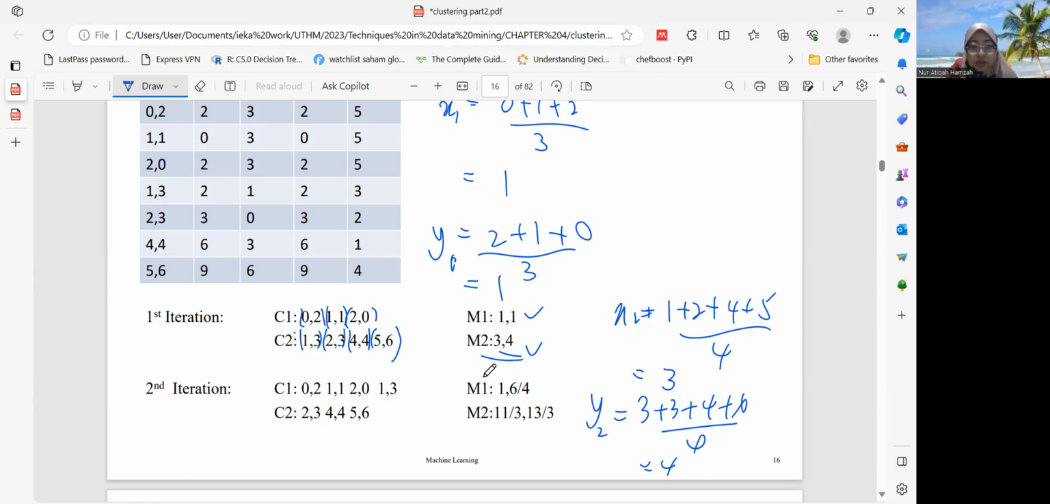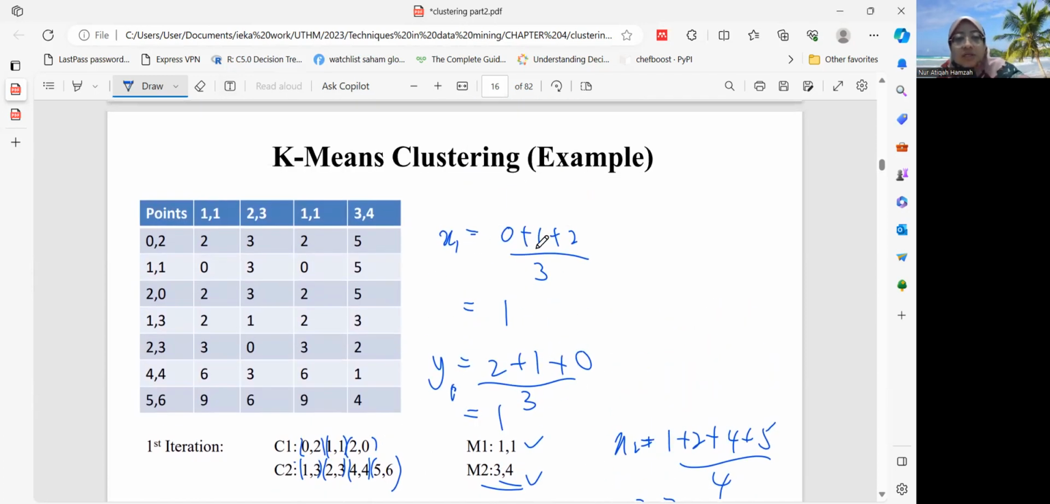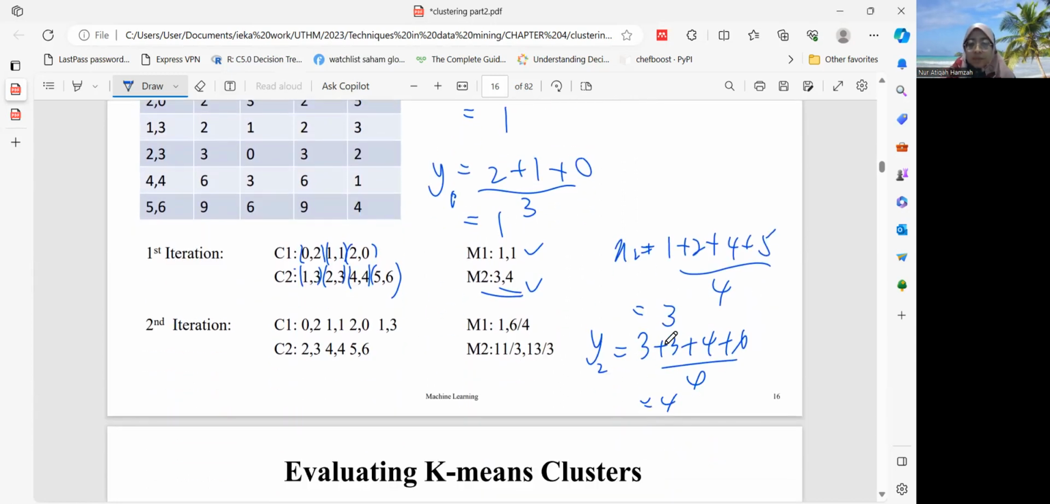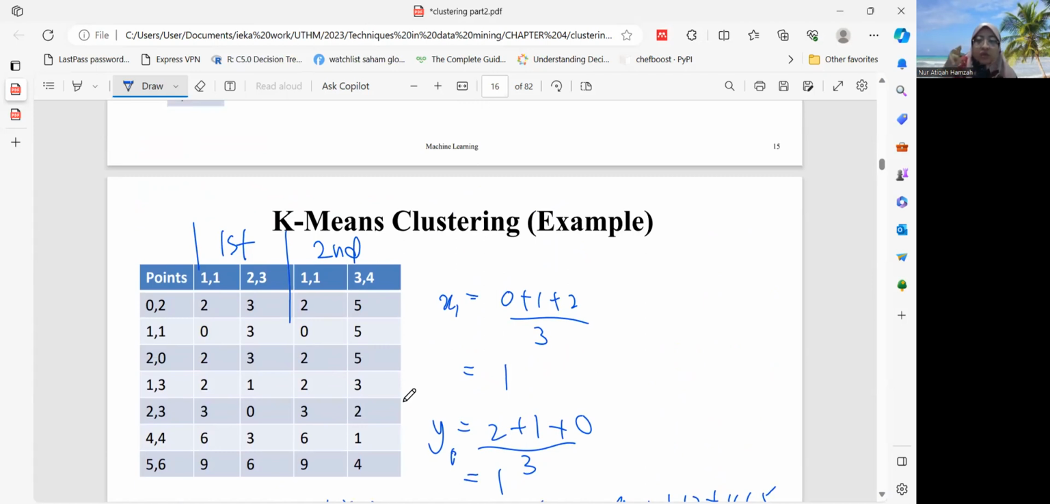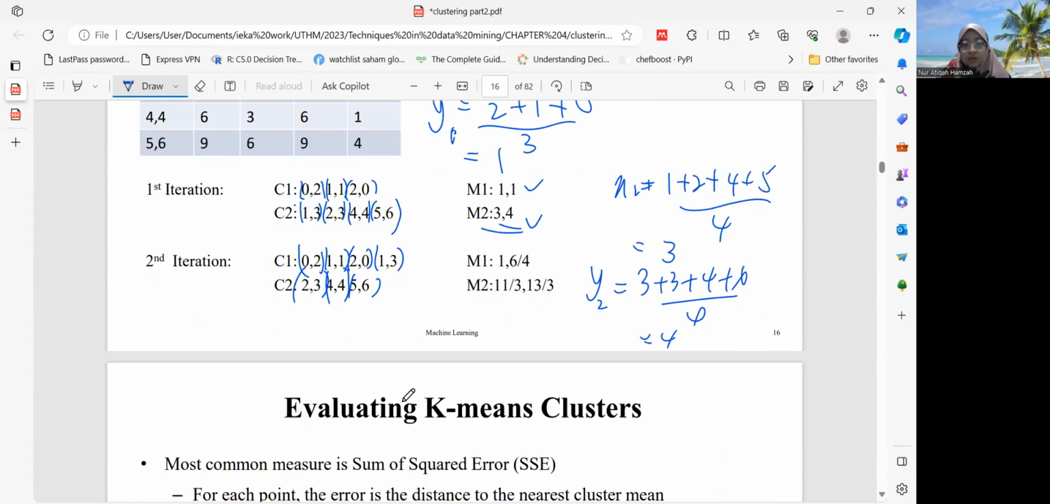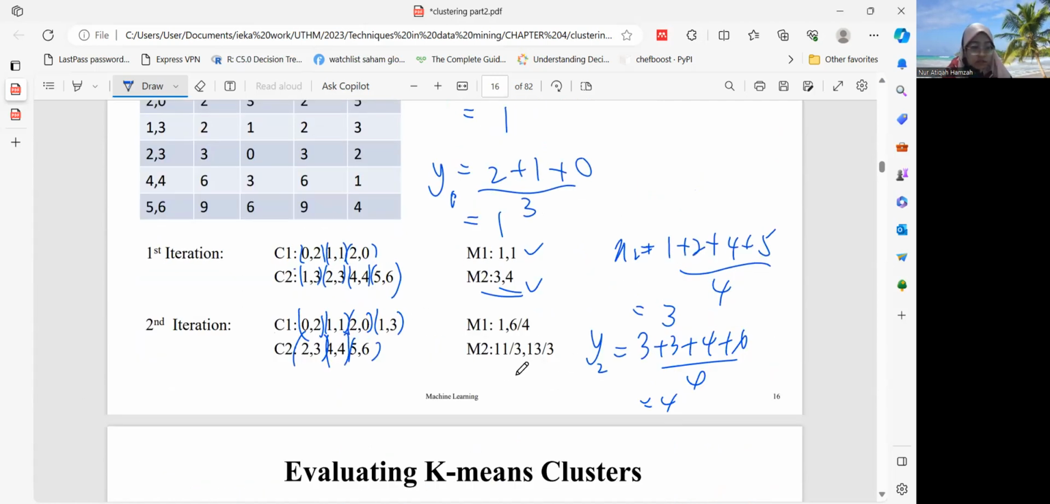So, the update. Okay, this one is for first iteration. This is the second iteration. Okay, so bila dah dapat apa yang baru tu, kita cari sekali lagi distance. Okay, cari sekali lagi distance dan kita dapatlah the new points in the cluster. Okay, so sebab soalan hanya minta 2 kali iteration, so kita stop. So this is the answer.